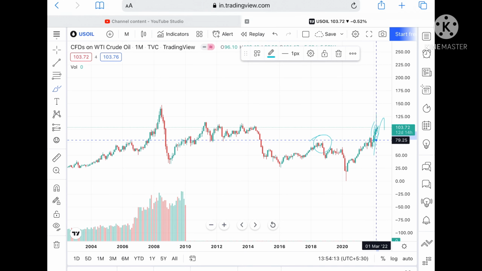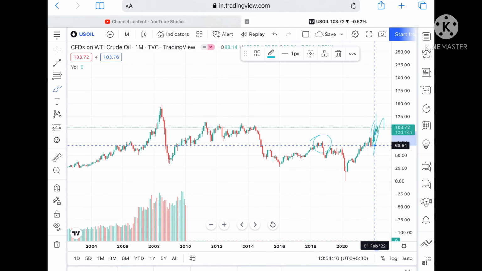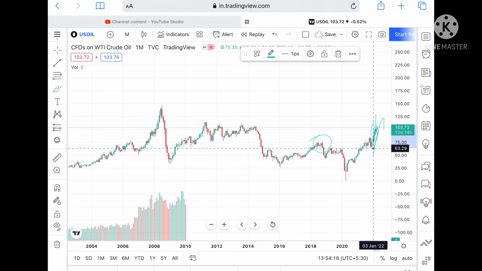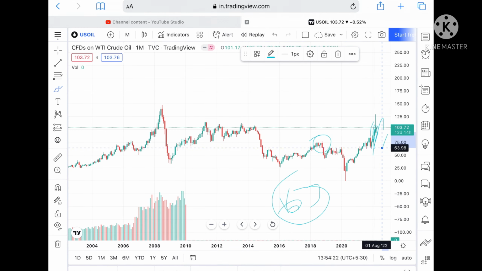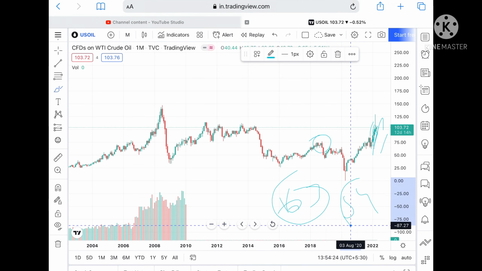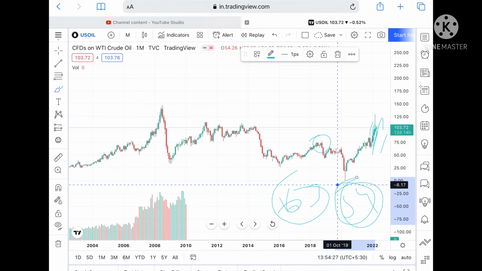And once it goes below a level of 77, then we can see it can touch a level of 68 also, and from there we can see it can fall further towards a level of 63. And once it goes below 63, then we can see it can come down to a level of 54 also, which is also a strong support, and then we can see further low.